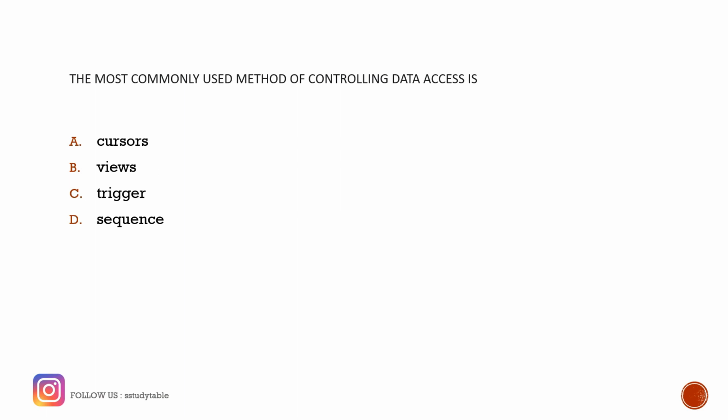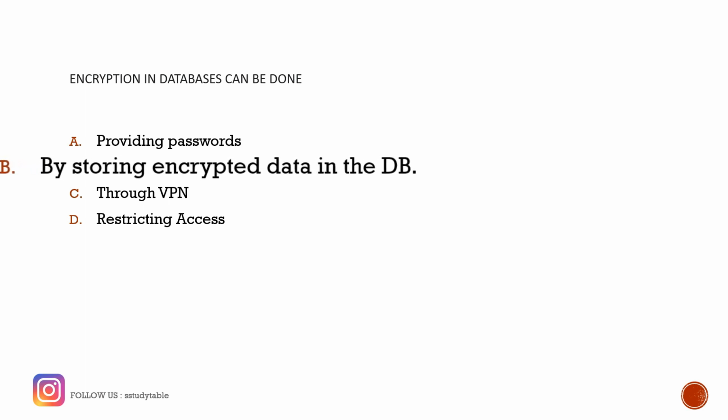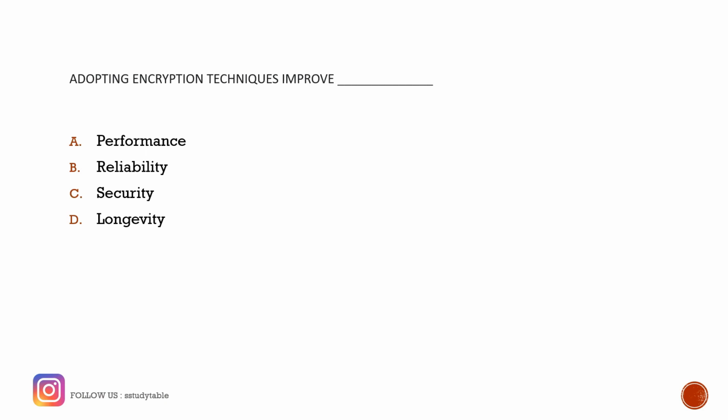Next, the most commonly used method of controlling data access is. The answer is views. Next, encryption in databases can be done. Answer is by sorting encrypted data in the database. Next, which is the best practice in the firewall domain environment? Answer is to create demilitarized zones. Next, adopting encryption techniques improves.